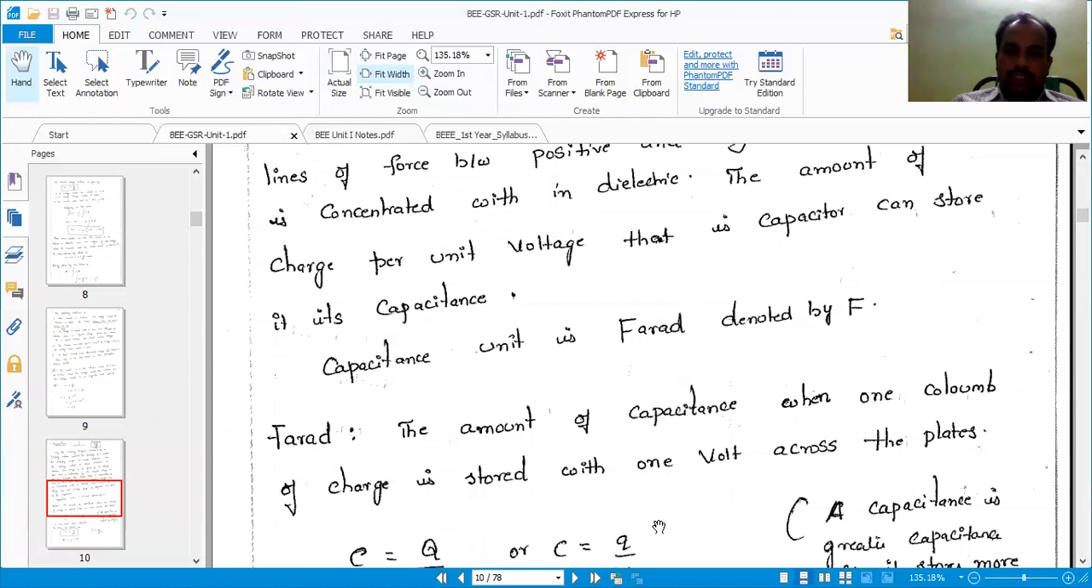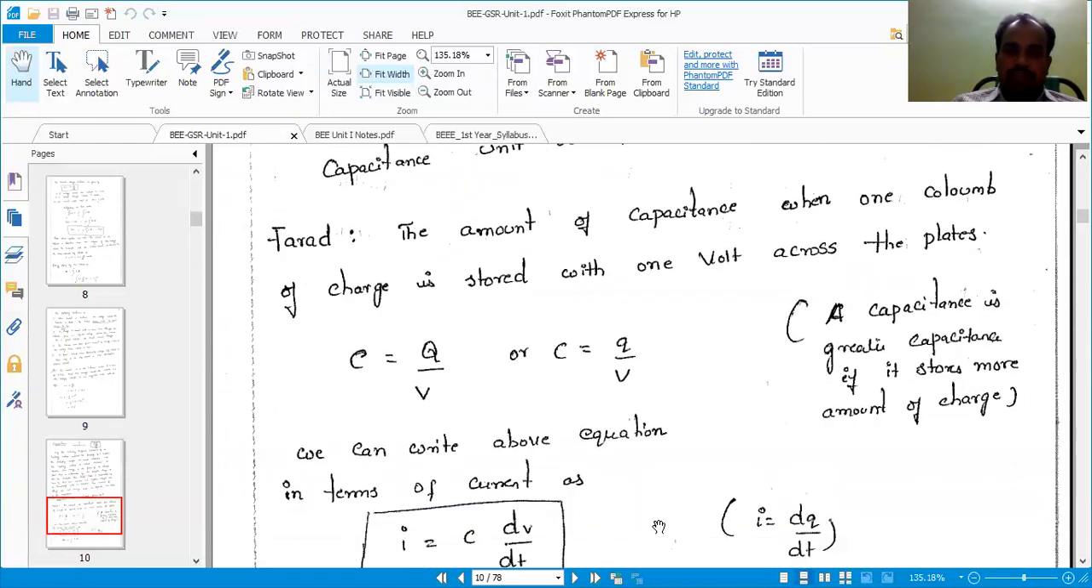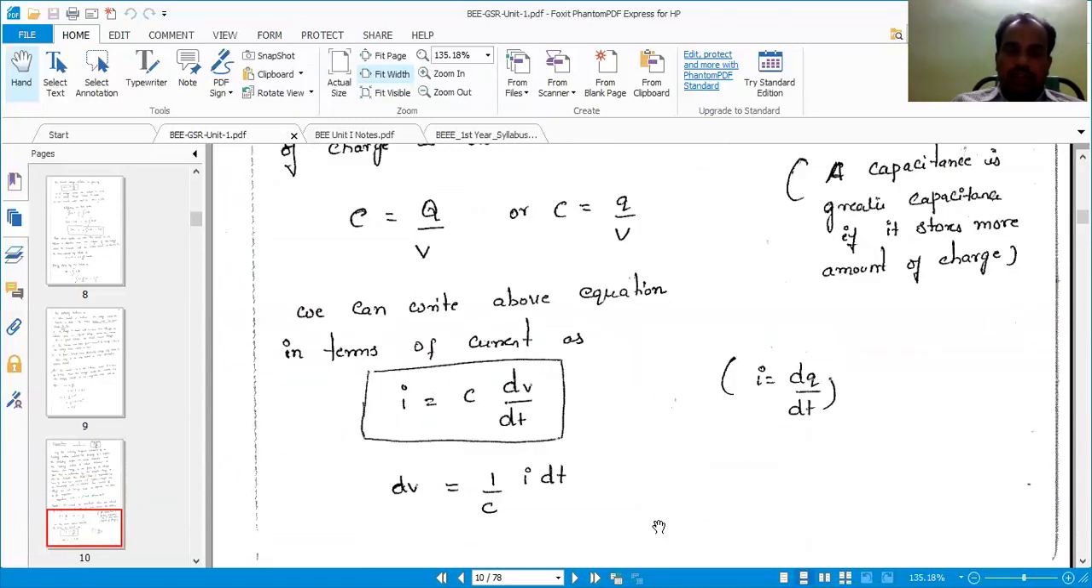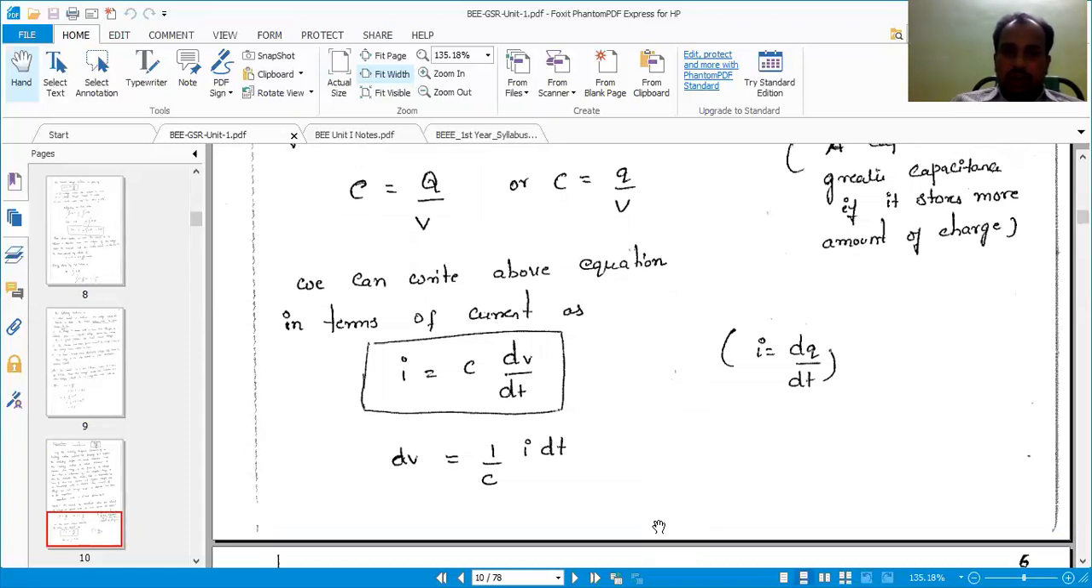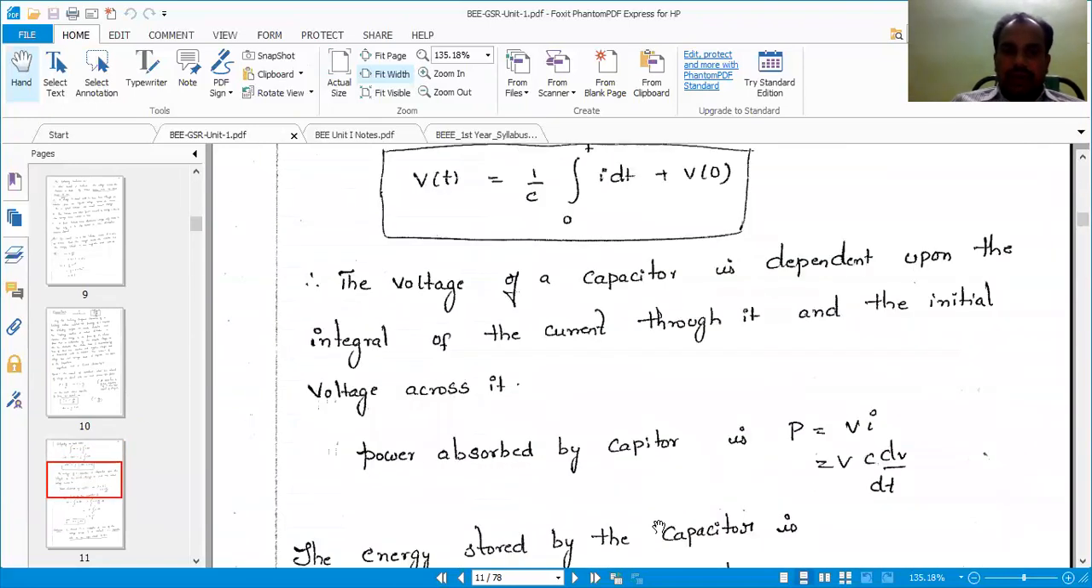The unit of capacitance is farad, denoted by F. Capacitance C is equal to charge by voltage, Q by V. The current is equal to C into dV by dt, and in terms of voltage, V equal to 1 by C into the integration of I dt.